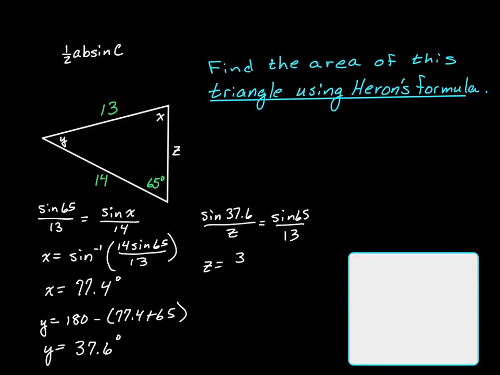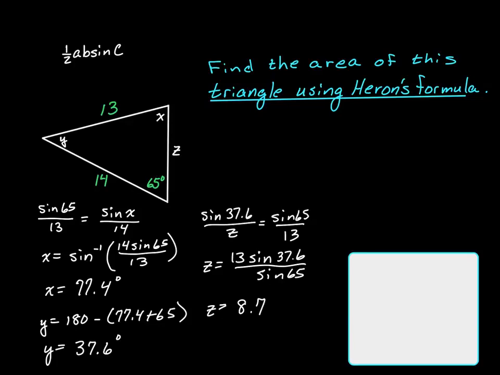And so Z would equal 13 sine 37.6 divided by sine of 65, which will come out to about 8.7. Now that was kind of a lot of work to be able to get 8.7 out of that. We had to do law of sines twice, and we had to add and subtract from 180 to eventually get the length of that side.